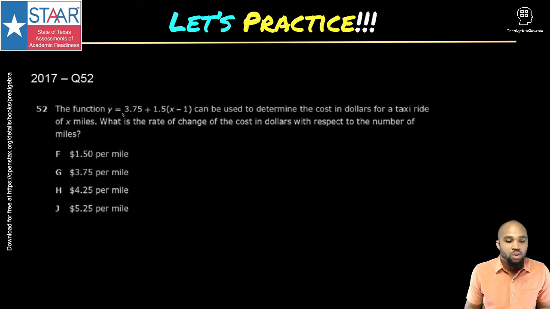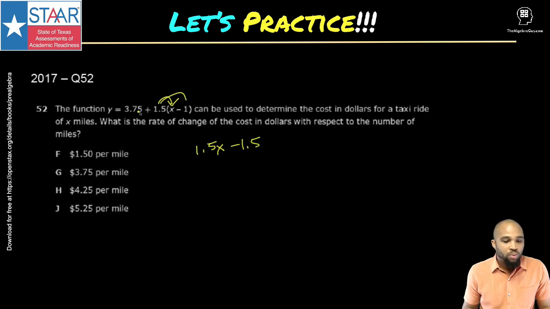So this is the closest to point slope you get. What's the rate of change of the cost in dollars with respect to the number of miles? So the rate of change, this becomes kind of easy to see because if you distribute this 1.5, you're going to end up with 1.5x, and you distribute here, you're going to end up with negative 1.5, and you're going to have a 3.75 you add to it, plus 3.75.